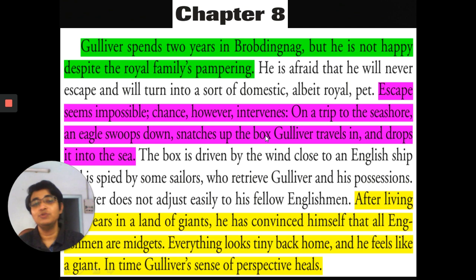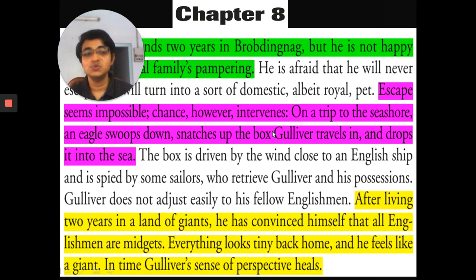So suddenly in the seashore, in a coincidence, an eagle swoops down, snatches up the box Gulliver travels in, and drops it into the sea. And the box is driven by the wind close to an English ship, and is spied by some sailors who retrieve Gulliver and his possessions. So Gulliver does not adjust easily to his fellow Englishmen. After living 2 years in a land of giants, he has convinced himself that all Englishmen are midgets.